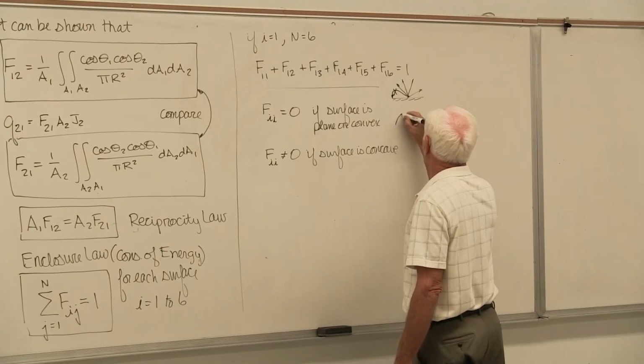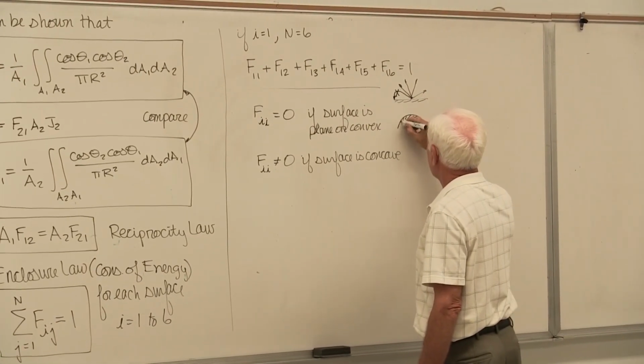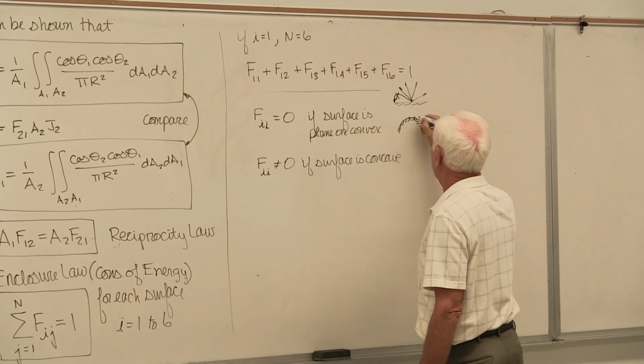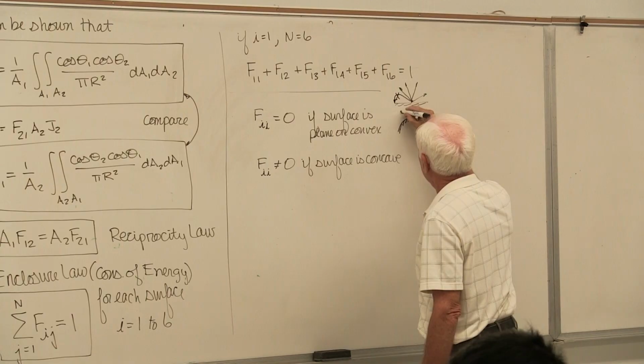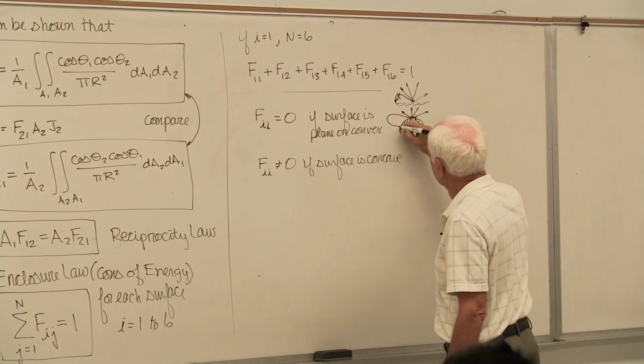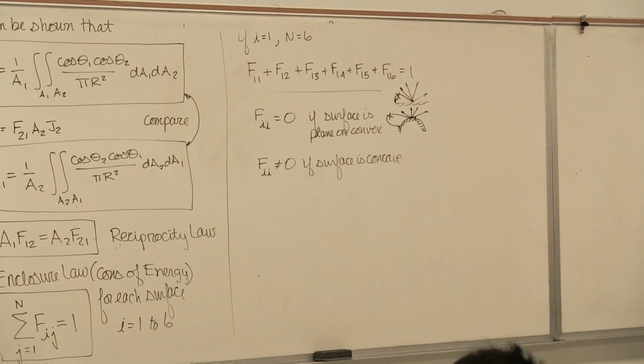Take convex. Take a small differential area up here. Will any of the radiation leaving that surface ever do this? No, that's illegal. Straight lines, straight lines. Conclusion, radiation leaving that surface will never hit that surface. F_ii is 0.